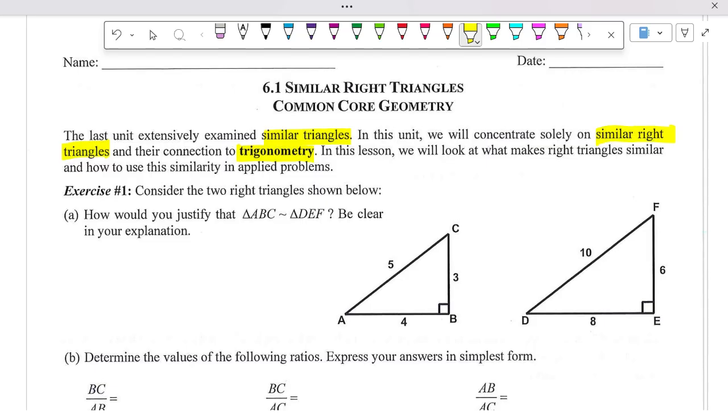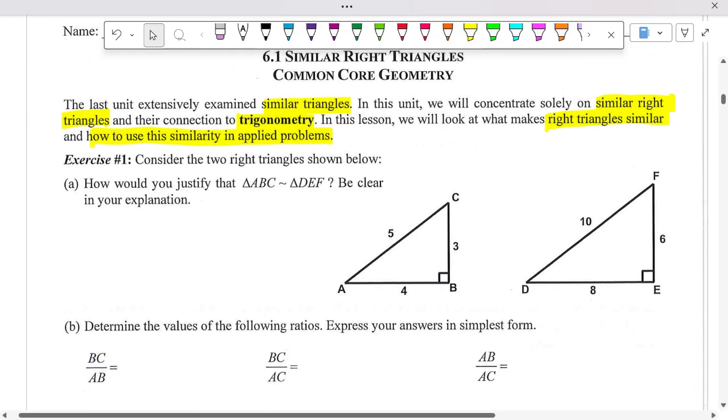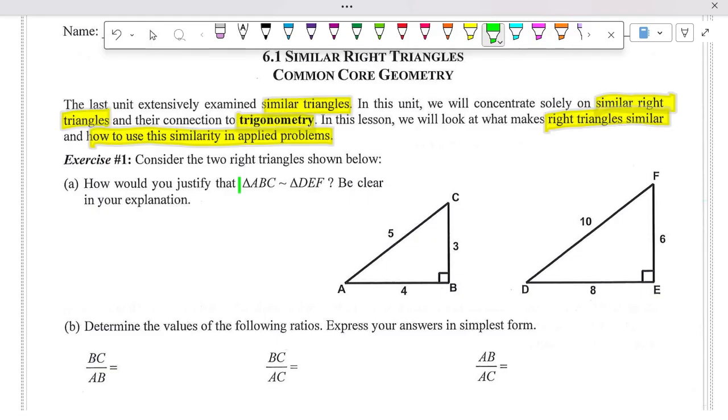Now, what makes right triangles similar and how to use similarity in these applied problems? So first off, let's kind of review for a bit. So think way back to Unit 2B. It was a while ago. Here, we have two triangles, ABC and DEF. How can we check for similarity? So how can we show that ABC and DEF are similar?